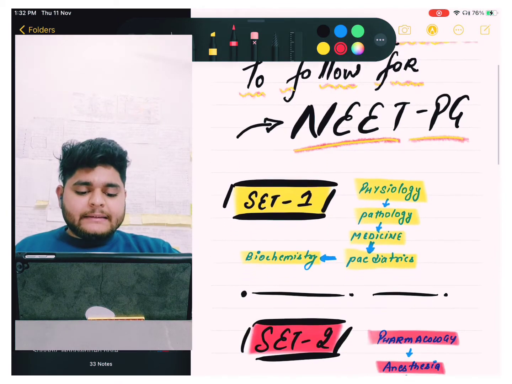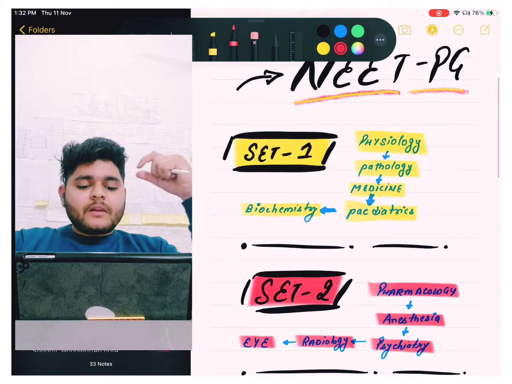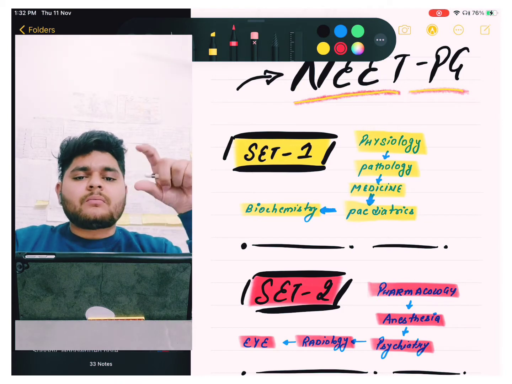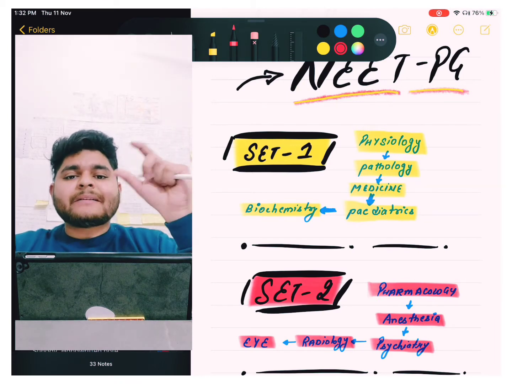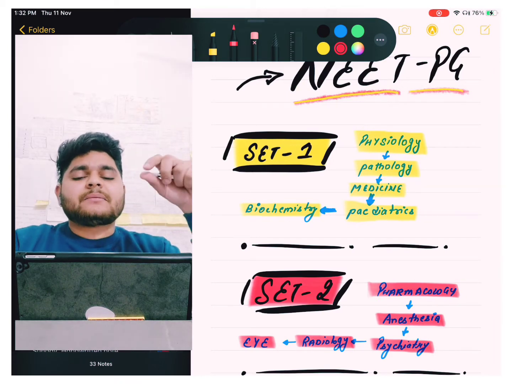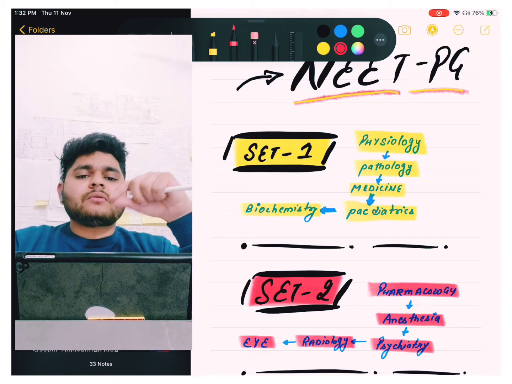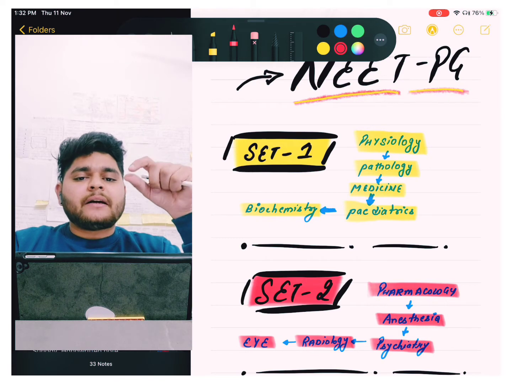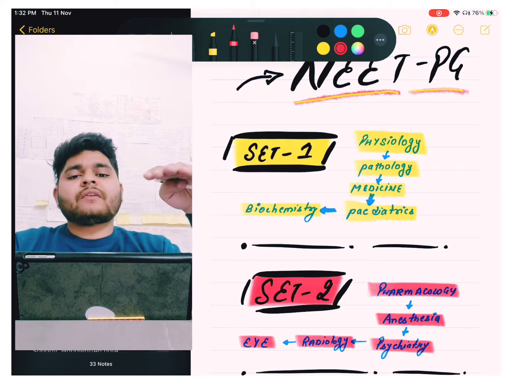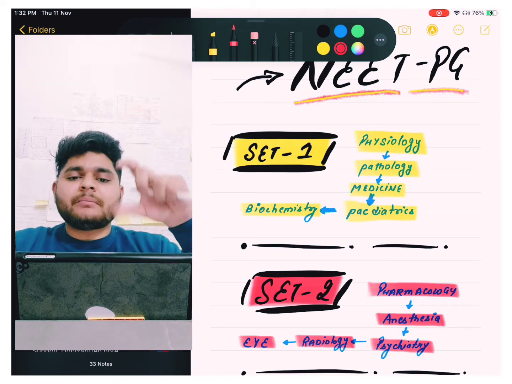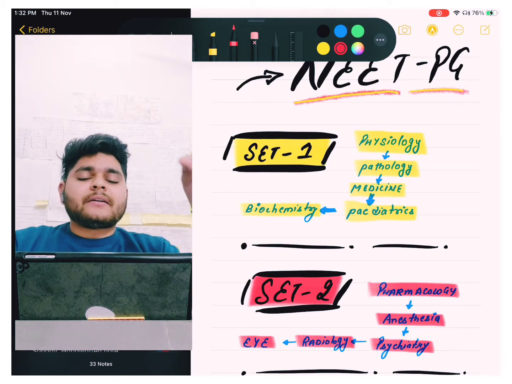Now let's come to the second set, which is this one. The second set is all or mostly about the drugs or the miscellaneous subjects. Okay, now what are miscellaneous subjects? These are those subjects which are very far related to other subjects, or they are related to all the subjects or very far from any of the subjects. So these are the miscellaneous subjects. Or the other part is the drugs part.